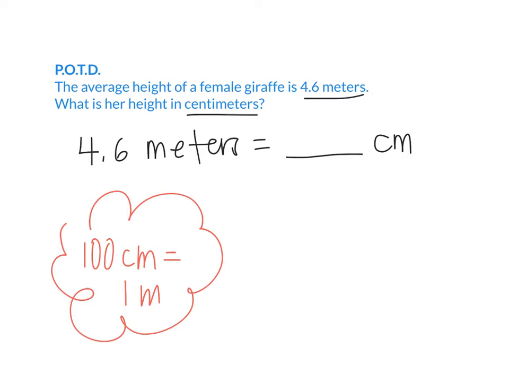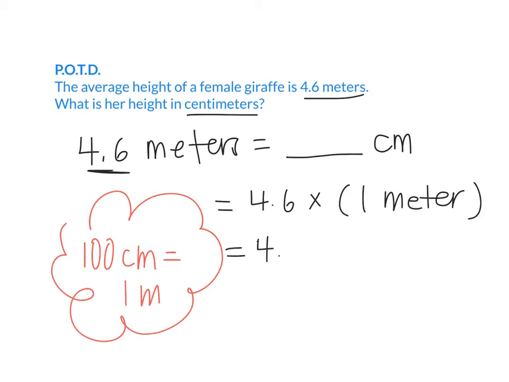Okay, so whenever we do conversions, we're always going to follow the same pattern. We're going to take our original number, 4.6. We're going to say that 4.6 meters is 4.6 copies of 1 meter. We're going to put the 1 meter in parentheses because it will help us with our conversions. We're going to say that this is equal to 4.6 copies, and in parentheses I want to write whatever is equivalent or the same to 1 meter.